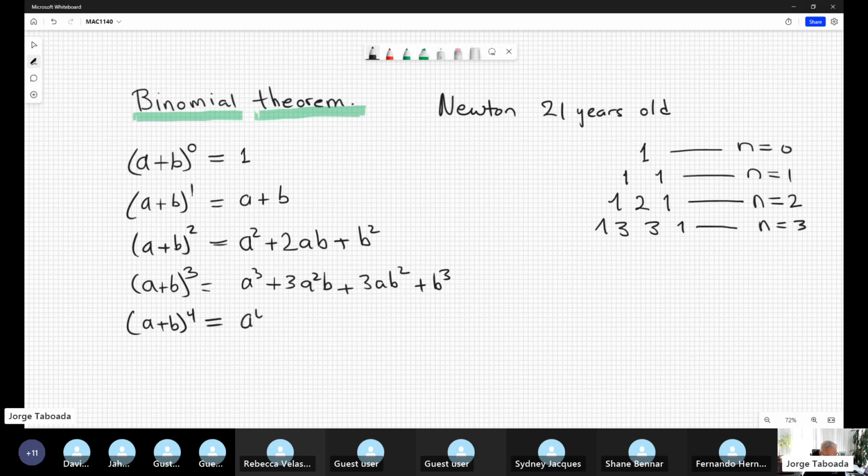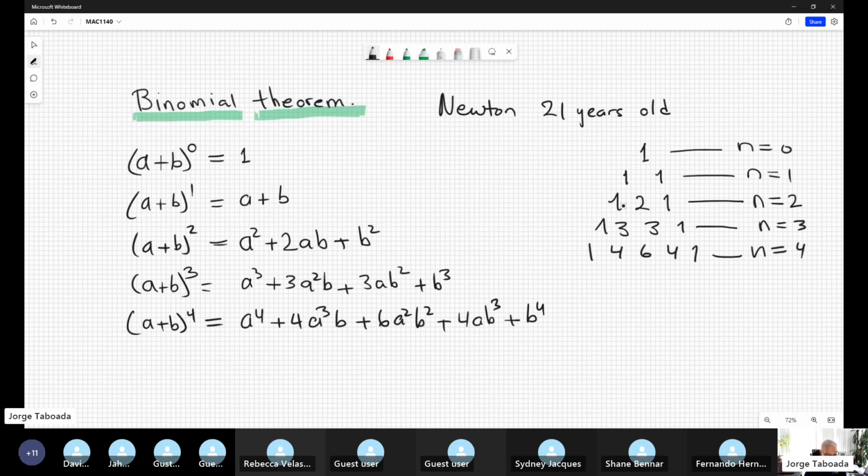It's a^4 plus 4 times a^3 b plus 6 times a^2 b^2 plus 4 times a b^3 plus b^4. Let me copy it right. In that case, the coefficients would be 1, 4, 6, 4, and 1. This is for n equal 4.